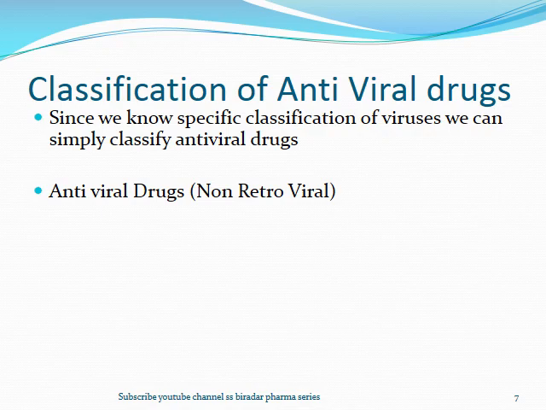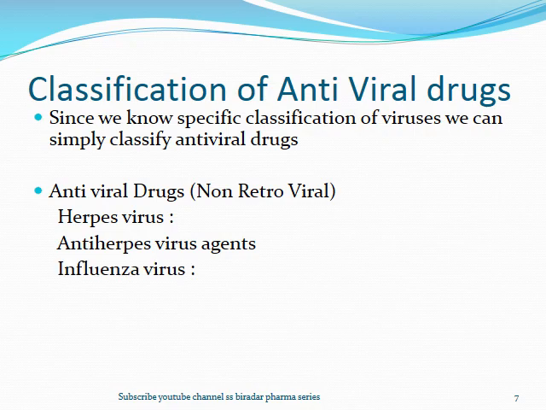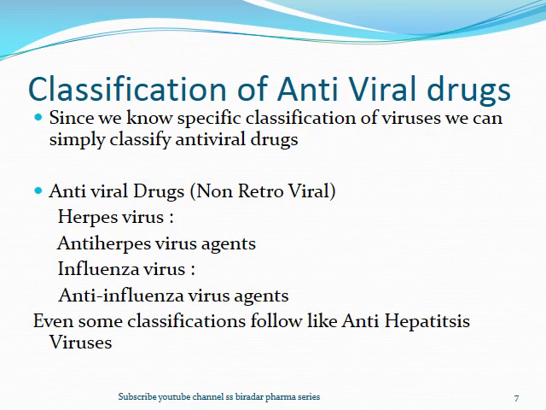So the antiviral drugs can be non-retroviral drugs and retroviral drugs, or preventing drugs you can say. For herpes virus we need anti-herpes virus agents, for influenza virus anti-influenza virus agents, and even some classifications follow anti-hepatitis virus or other specific classifications depending upon the diseases.